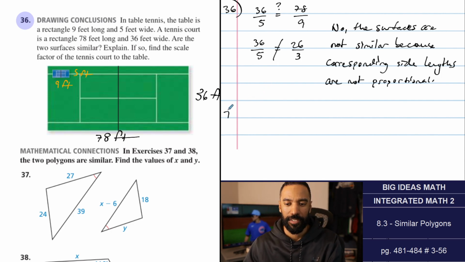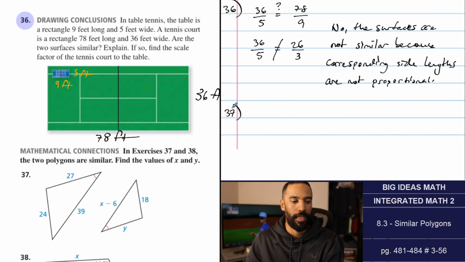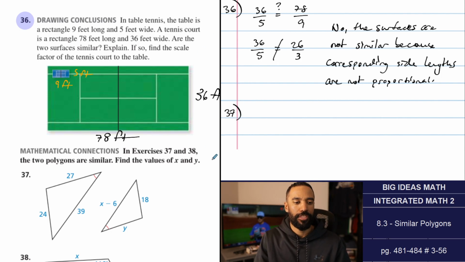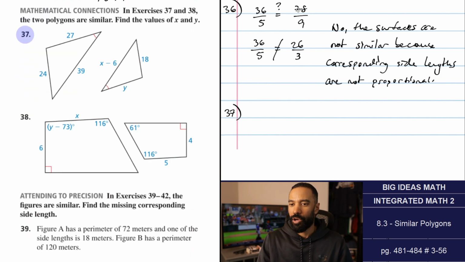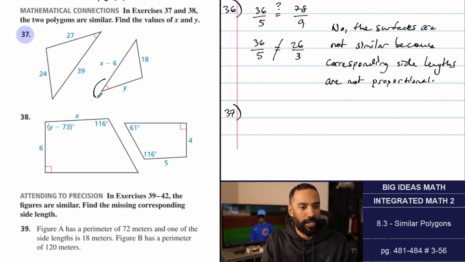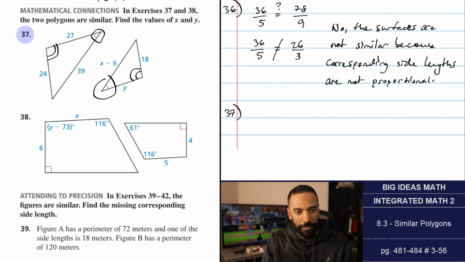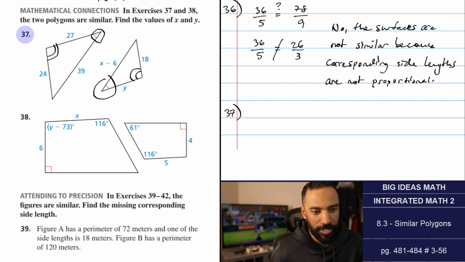Okay, number 37 and 38. In 37 and 38, the two polygons are similar. Find the values of x and y. On number 37, you have to find the parts that once again correspond. This corresponds to this. You're going to have to make your best look at what other parts correspond, because there aren't enough lengths shown, so we're going to have to go off and say that those are similar.